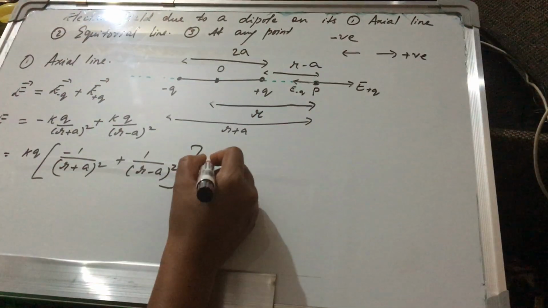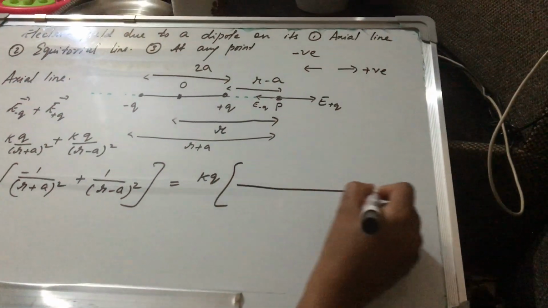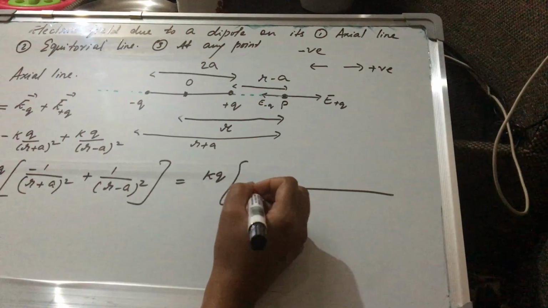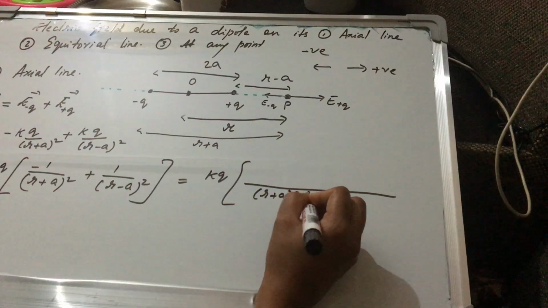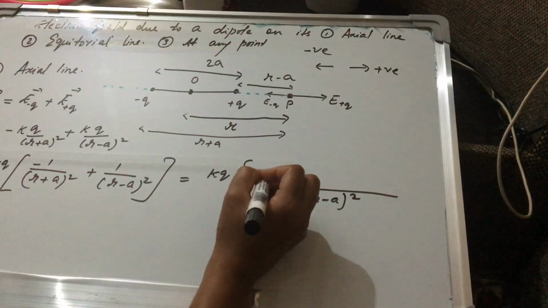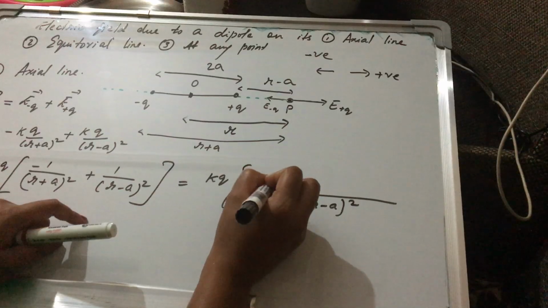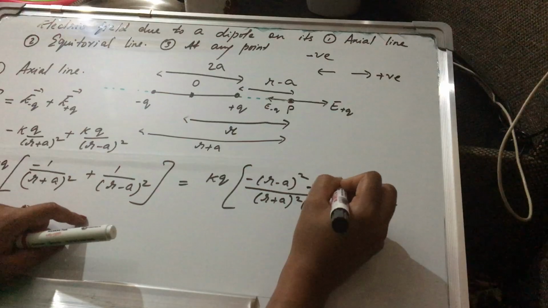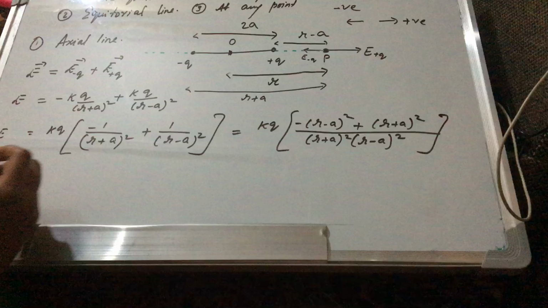Let me quickly do this one. Then QK, right? Now if I take the LCM of it, this will be (R plus a) square, (R minus a) square, right? I may not have the proper space, so I'm going to shorten it. Then this side will be minus (R plus a) square, which is already there, then (R minus a) whole square. Negative is already there. Then this will be (R plus a) whole square. I hope you are able to understand.